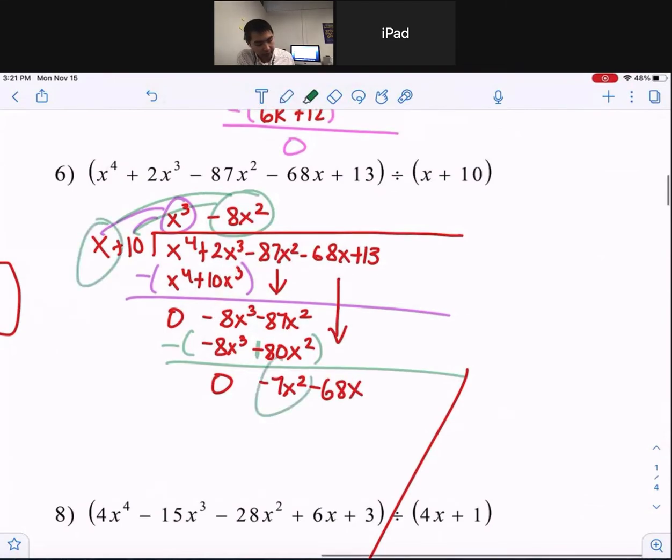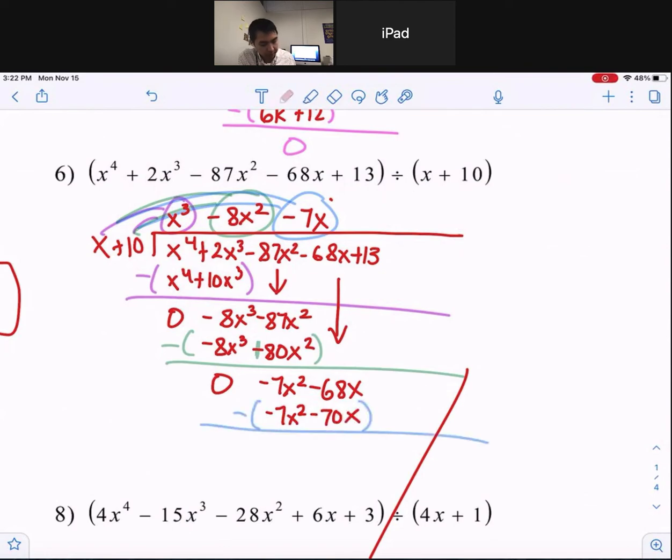Okay, what times x will give you guys negative 7x squared? That would be minus 7x. And then distribute this negative 7x, you guys, to both. And you guys get negative 7x squared minus 70x. And when you guys minus both, that's 0. Negative 68 minus negative 7, you guys, so that's going to be a positive. So that's 2x, and then drop down the 13. And lastly, what times x will give you guys 2x, that is x times 2.